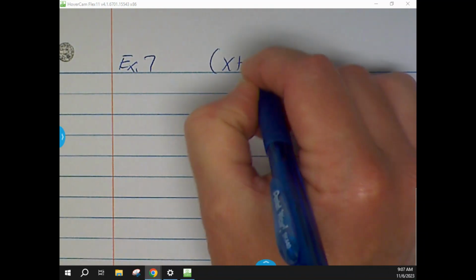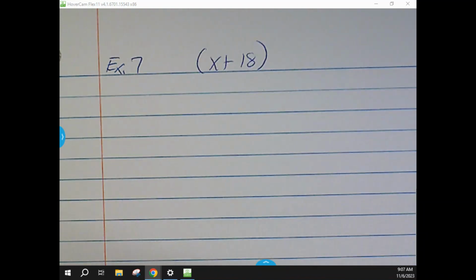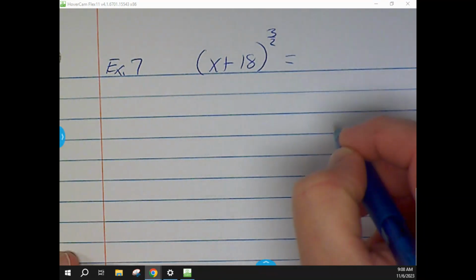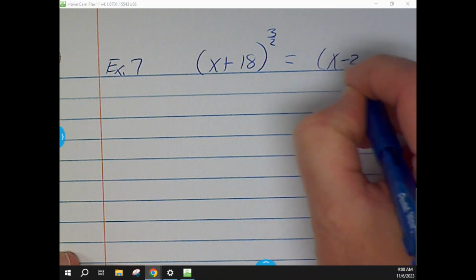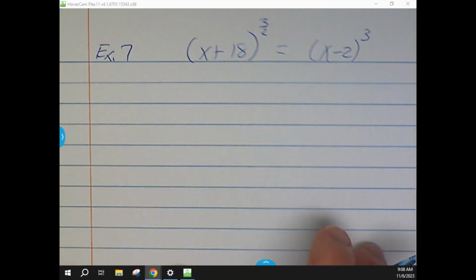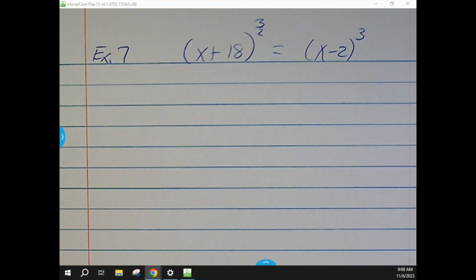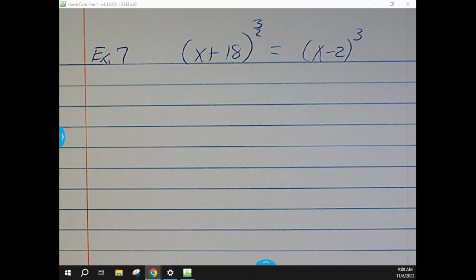All right, so here's one where we get a little different look. We're going to do x plus 18 to the 3 over 2 power, and that's going to equal x minus 2 to the third. Hopefully the first thing that jumps out at you is, wait a minute, we've got 2 different powers here. We do.